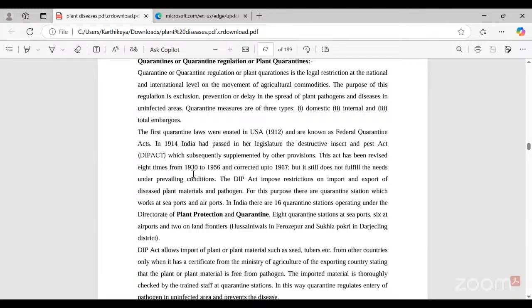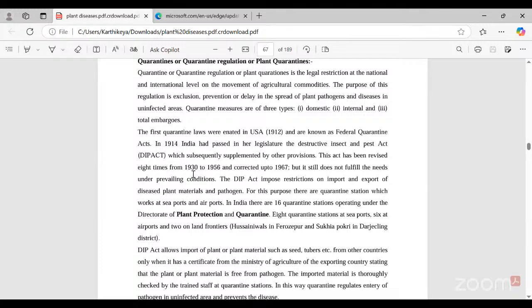The DIP Act imposes restrictions on import and export of diseased plant materials and pathogens. For this purpose, there are quarantine stations which work at seaports and airports in India. There are 14 quarantine stations operating under the Directorate of Plant Protection and Quarantine: 8 at seaports, 6 at airports, and 2 at land frontiers.